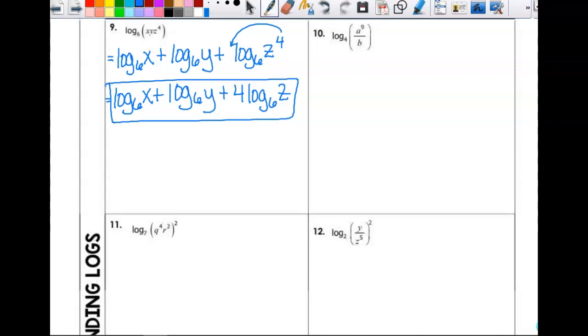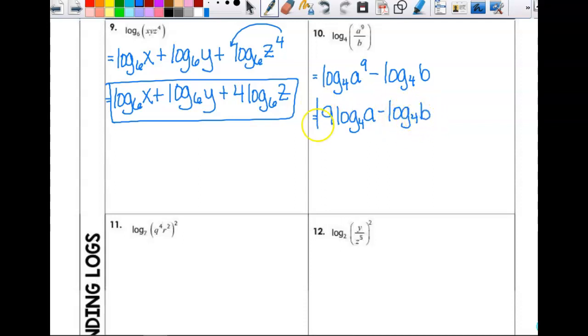All right, so then I have a log, I have division, and I can split that up into subtraction. So this would give me log base 4 of a to the 9th minus log base 4 of b. Then to expand it even more, I have to make sure I take care of that 9. So that's 9 times log base 4 of a minus log base 4 of b. What questions do you have? Awesome. All right, so now let's look at number 11.